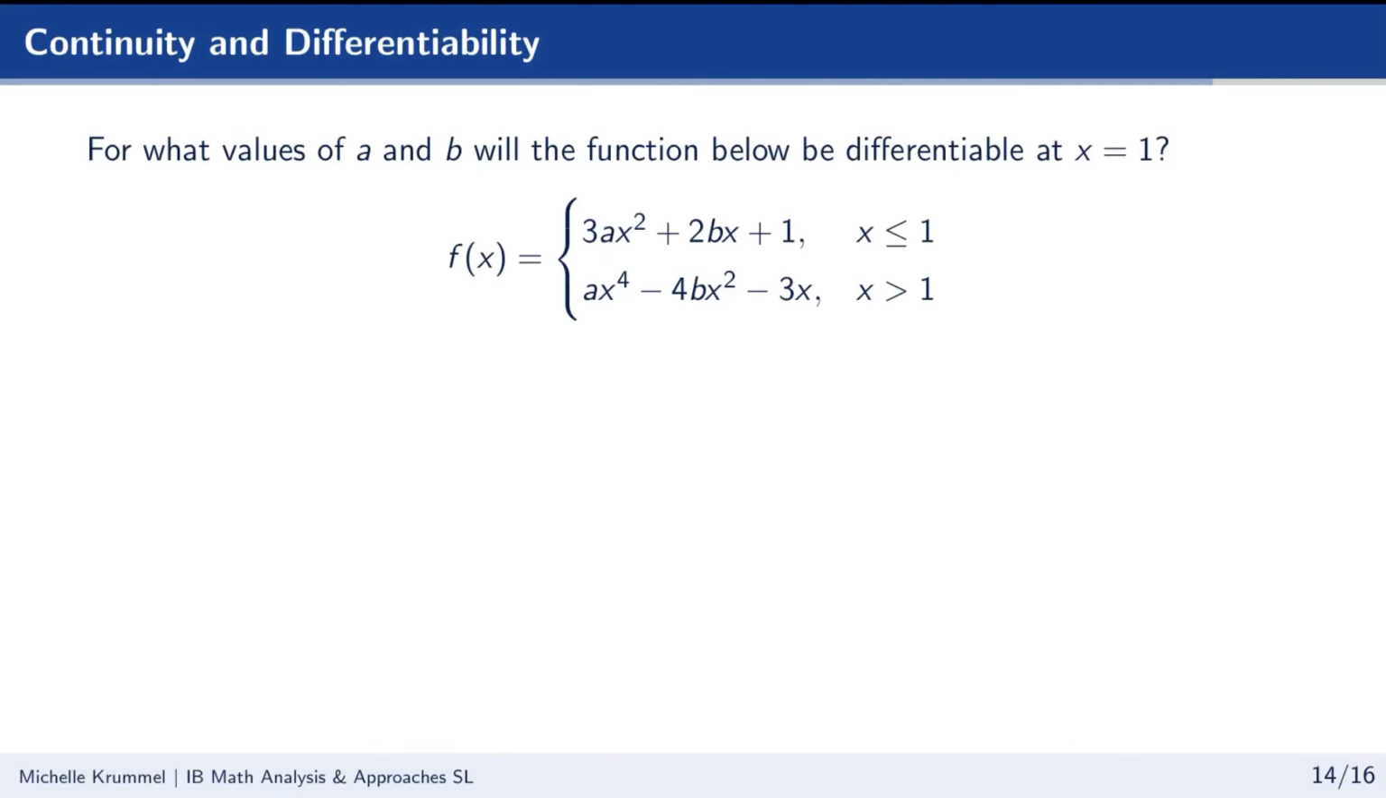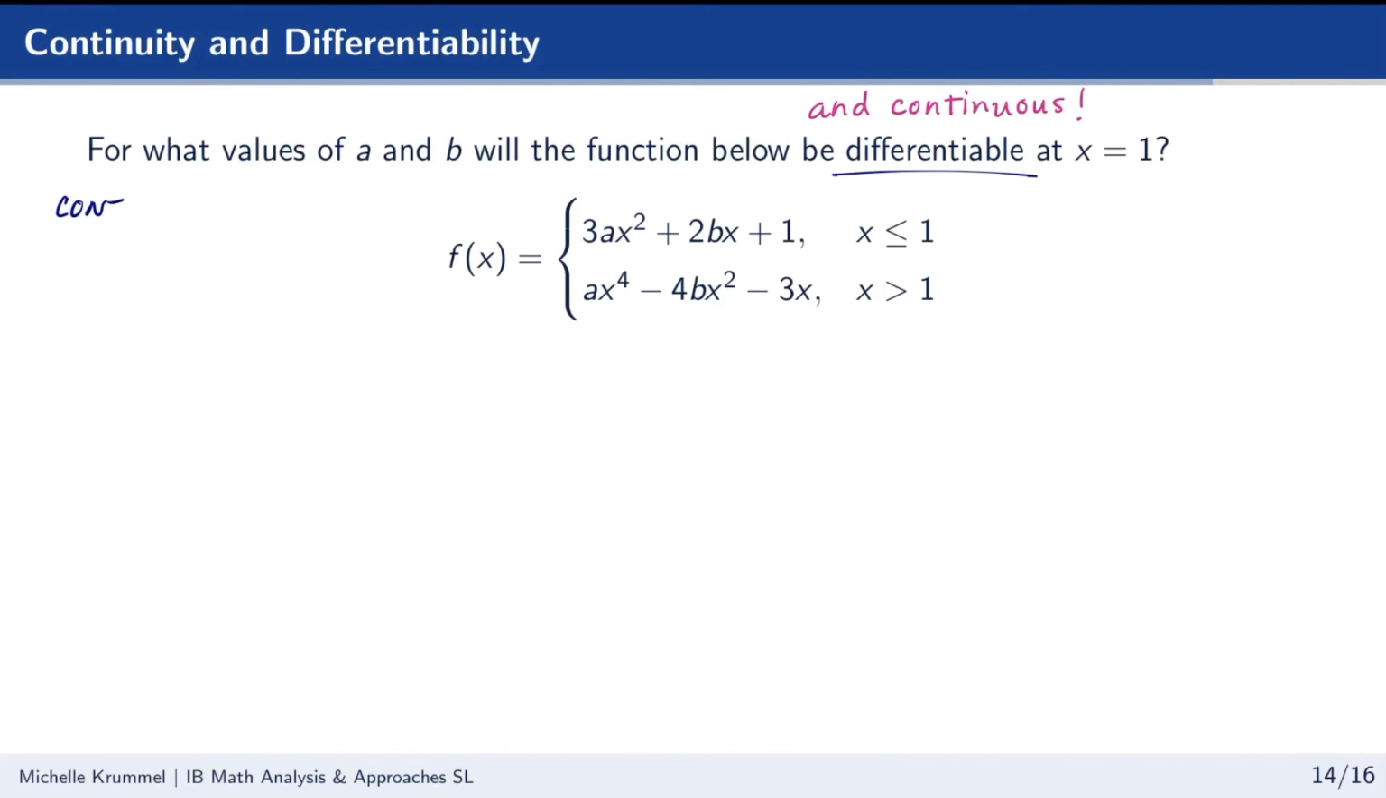When you see differentiable, it's implied that it will also be continuous, because it cannot be differentiable without being continuous. So it's not always going to say continuous, but as soon as you see a function is differentiable, you can assume that it's also continuous. All right, so we're going to do the same thing that we did in the last example.